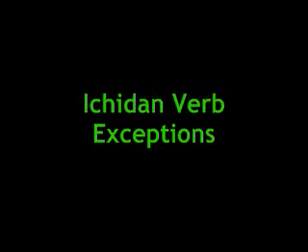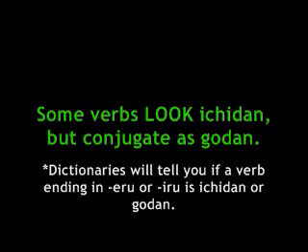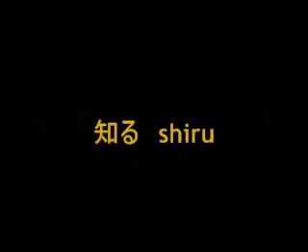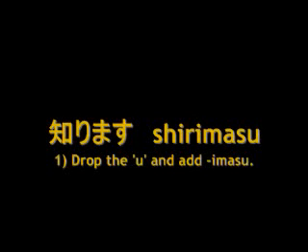Do you remember in my last video on Ichidan verbs, I said there are some exceptions? Well, some verbs look like they're Ichidan verbs, which means they end in eru or iru, but actually conjugate as Godan verbs. There's no real way to tell other than memorization, so sorry. So let's look at one of them that does this. This is shiru, to know. Since you're conjugating it like a Godan verb, you're dropping the u and adding imasu. So it would actually be shirimasu.